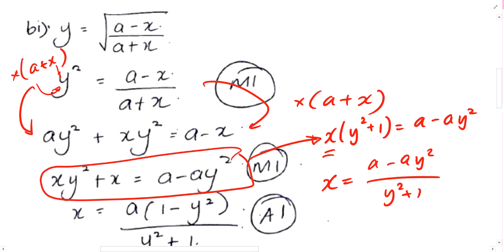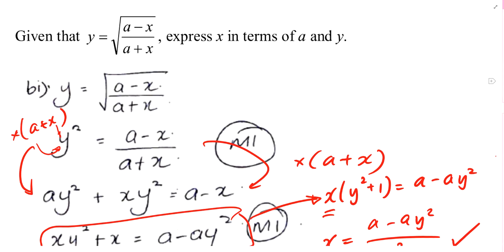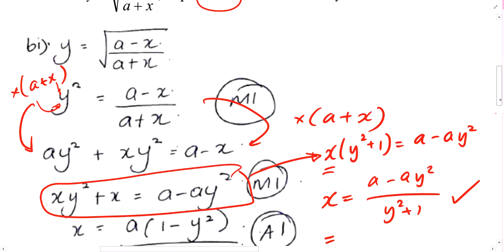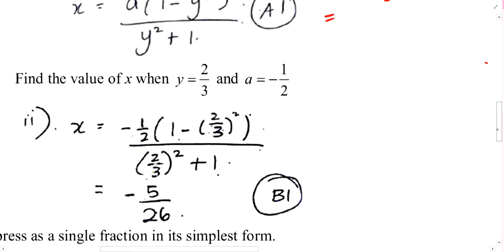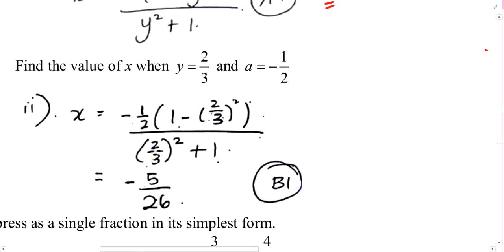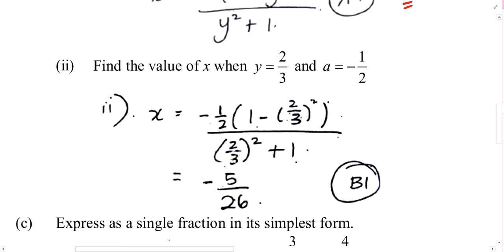Then in the numerator you can factorize, but you don't have to. You can leave it like this also. You will get full marks. You want to factorize also can, but don't make mistakes. Because they didn't say factorize, they said express x in terms of a and y. So next part requires you to substitute values. 1 mark only. If you get a previous part wrong, then this one will also be wrong. Only when you get a previous answer correct, then you can do the correct substitution to get the answer.